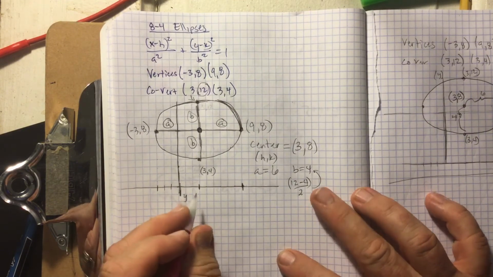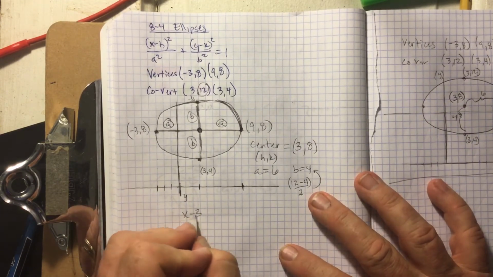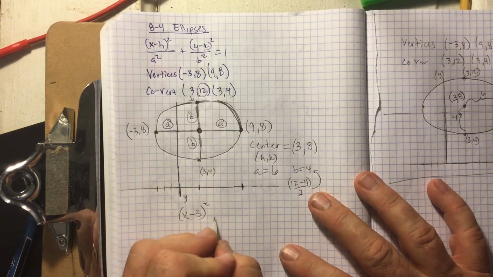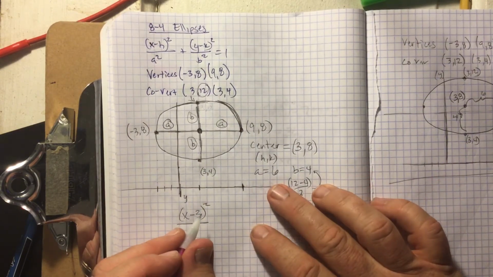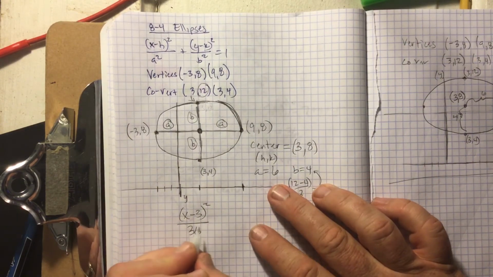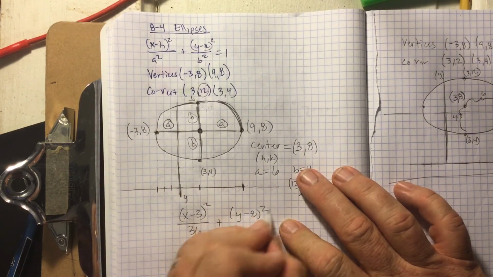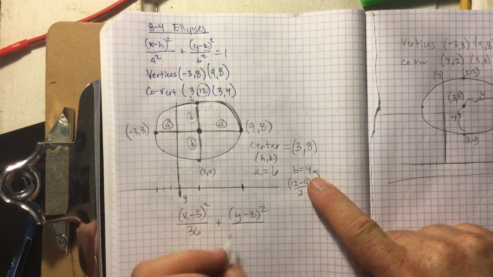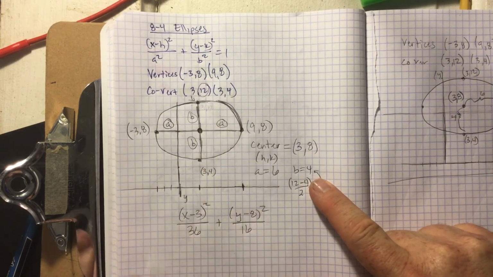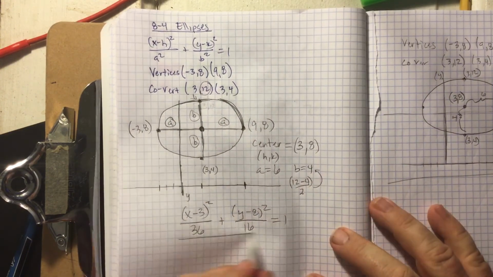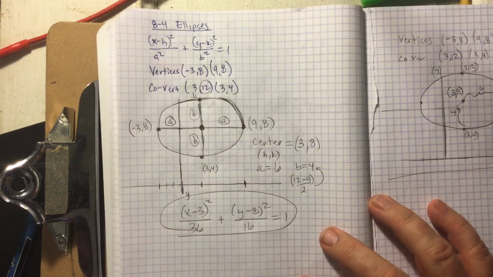X minus 3 squared over A squared, which is 36, plus Y minus 8 squared over B squared, which is 16, equals 1. There's my equation, guys.